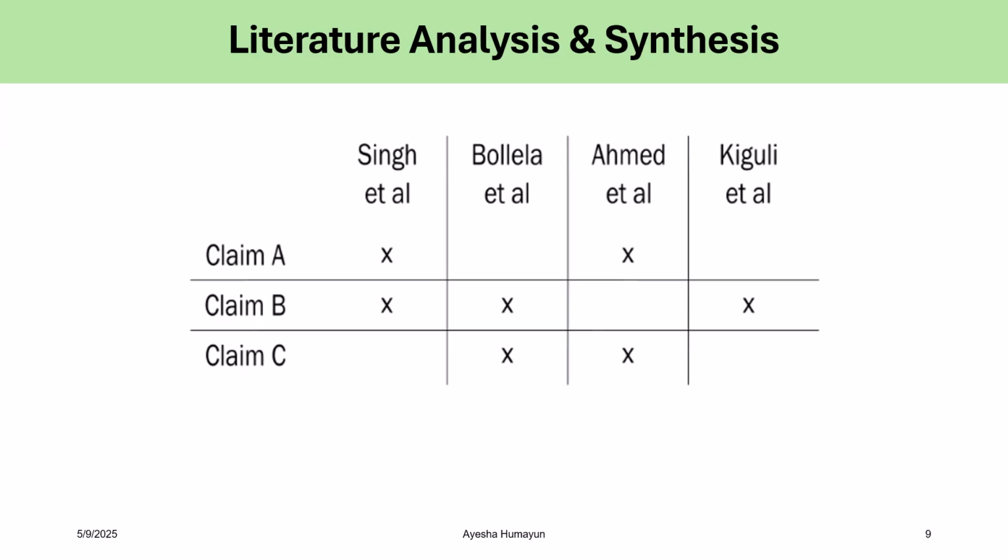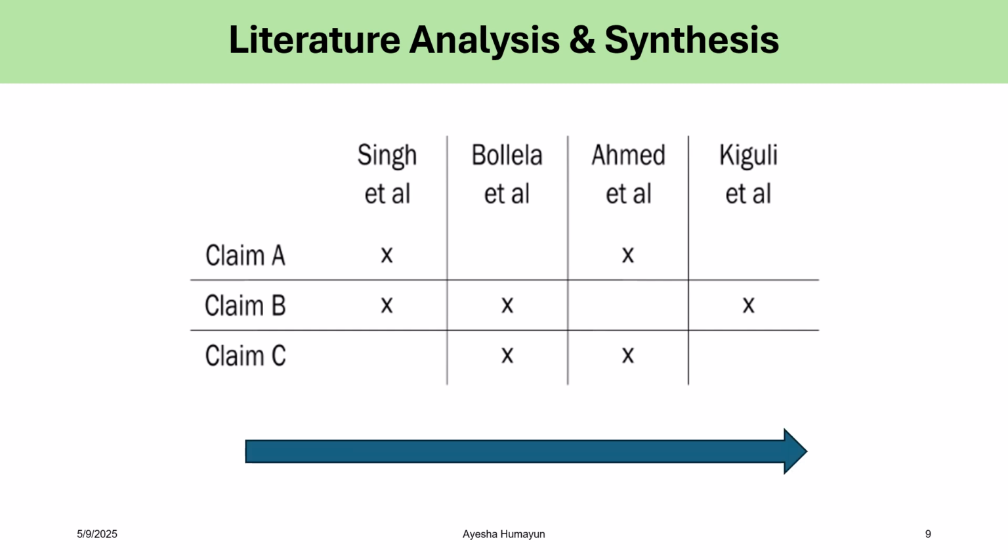You can see this, we can make a table, or we can identify all the claims and put them on the left side, and then make a table with all the studies as the column top, and then we can see which study supports which claim. One study might support more than one claim.